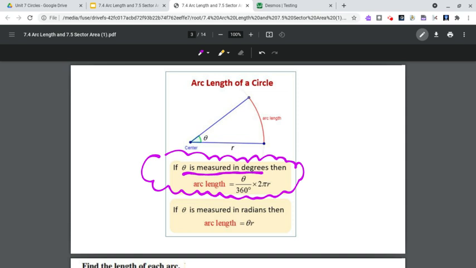If they give you theta measured in radians, then you need to use this formula here. Arc length equals theta times the radius. Okay, two different formulas, each calculating the same thing, arc length, but one is used when theta is in degrees and one is used when theta is given to you in radians. Okay, let's practice.